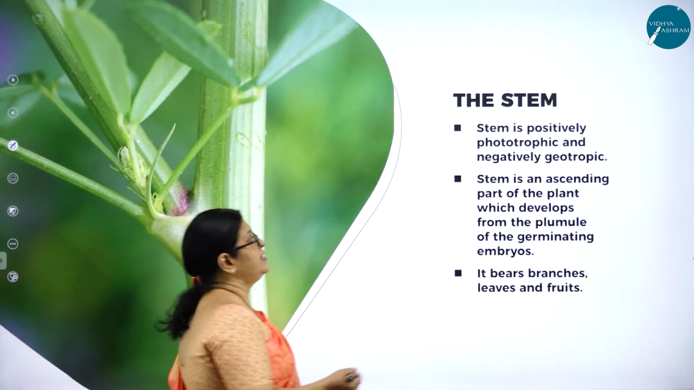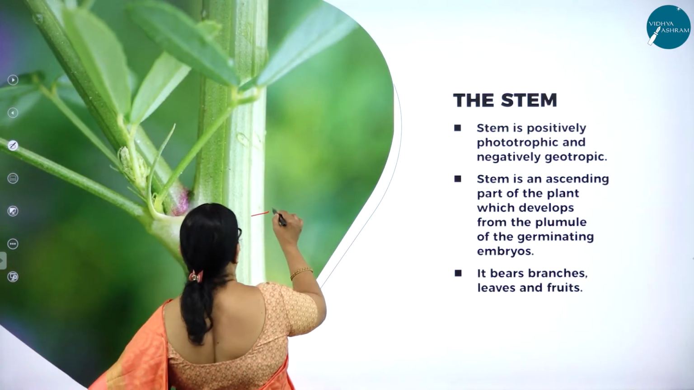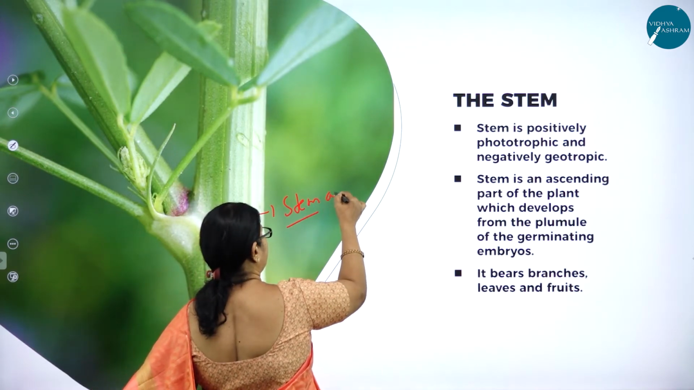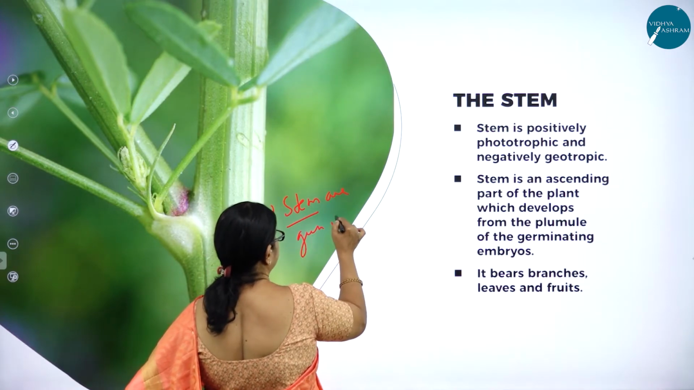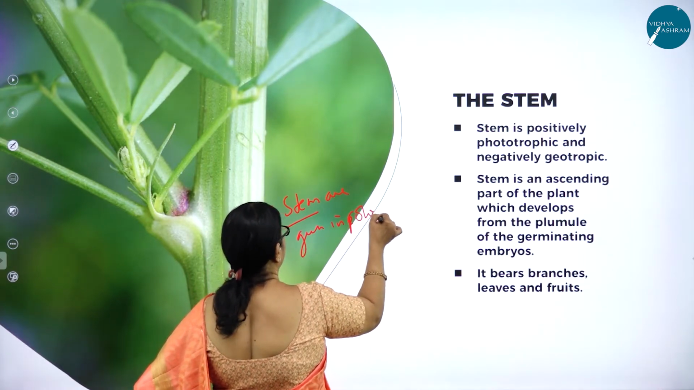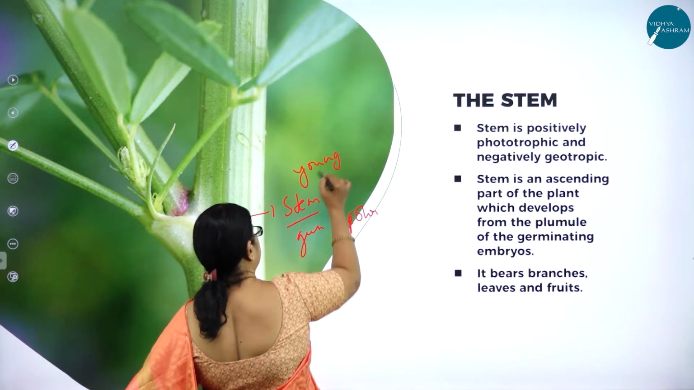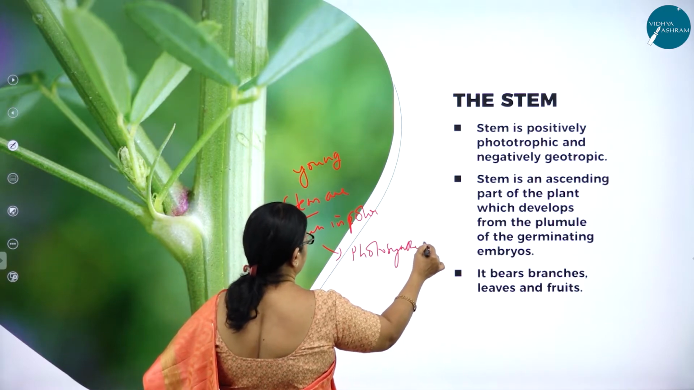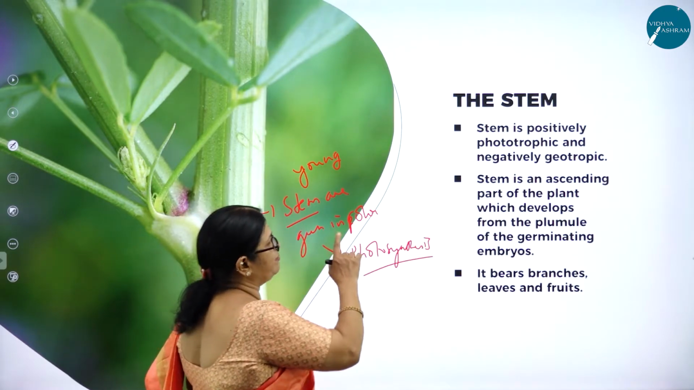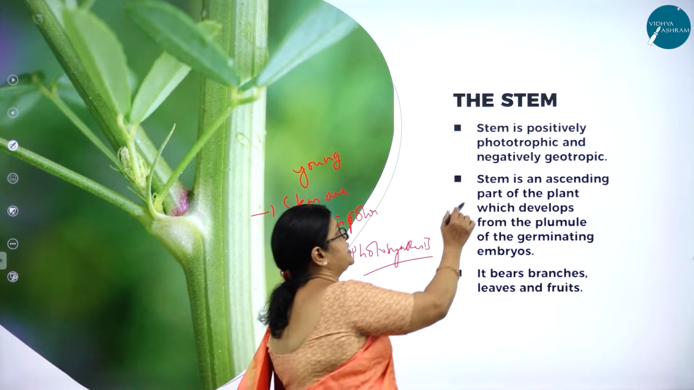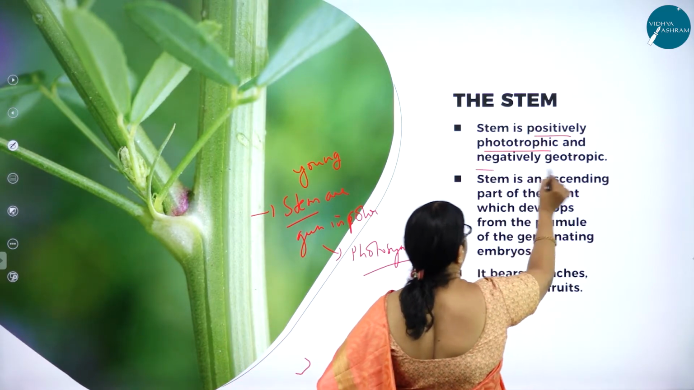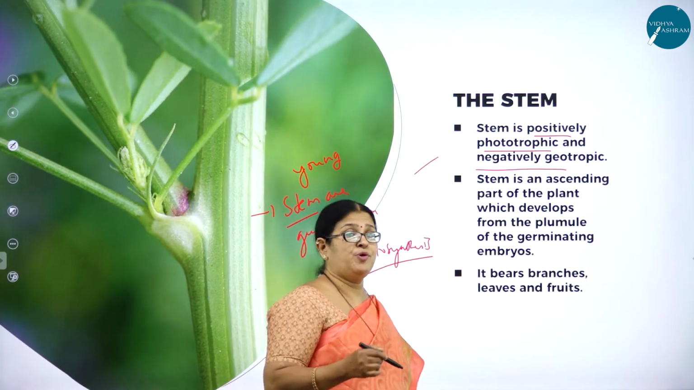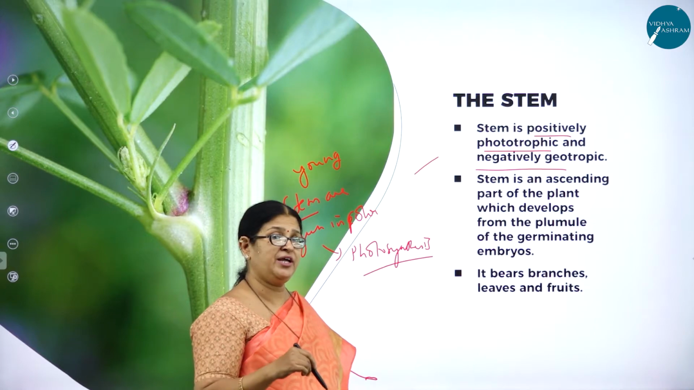Now, as I said, the stem. Here you can see the beautiful picture of a stem. Some stems are green in color, particularly the young stems. They also carry on what? Photosynthesis. So what is the stem? As I said, the stem is positively phototropic and negatively geotropic. Very important point. Whereas the root is positively geotropic and negatively phototropic.